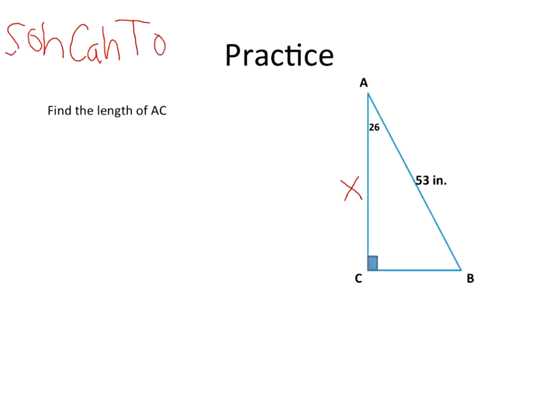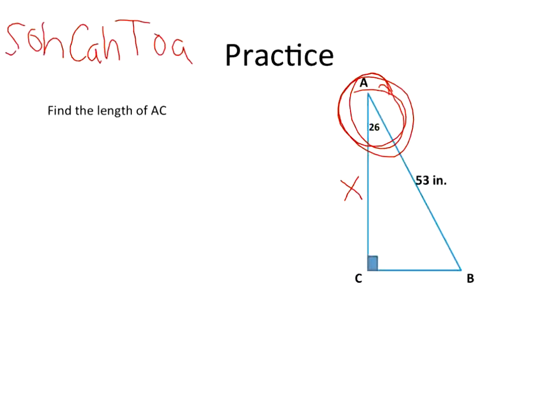SOHCAHTOA. We have to look at what information is given to us, and then we're going to pick if I'm using sine, cosine, or tangent. So look at the angle that they gave us. They gave us A. Okay. So let's look from angle A. They're giving us 2 other pieces of the puzzle. They're giving me 53, and they're asking me to find this one.